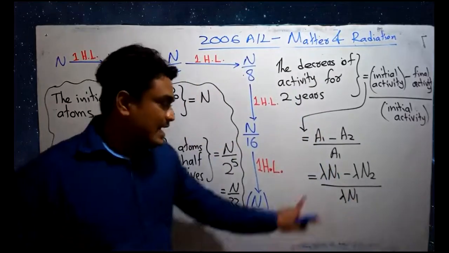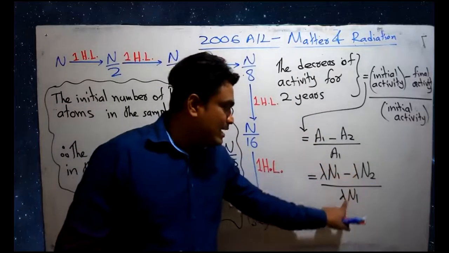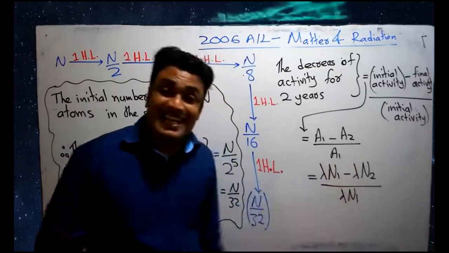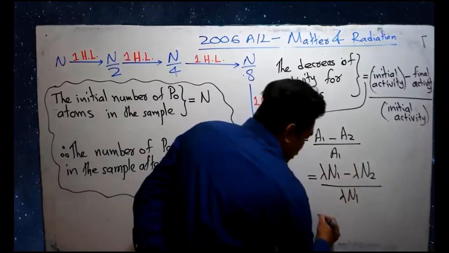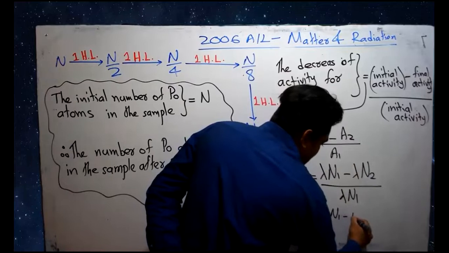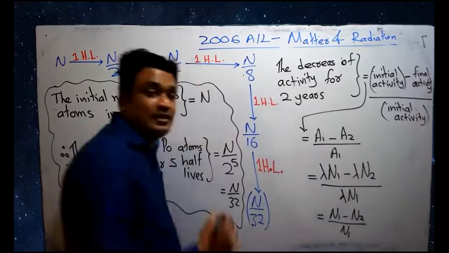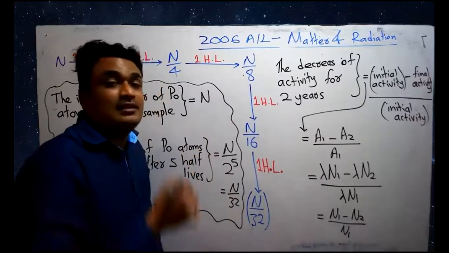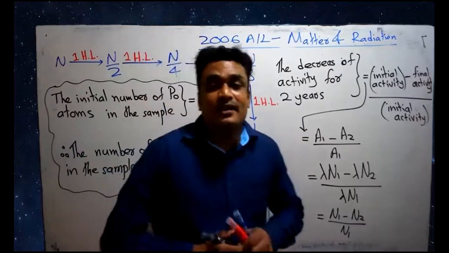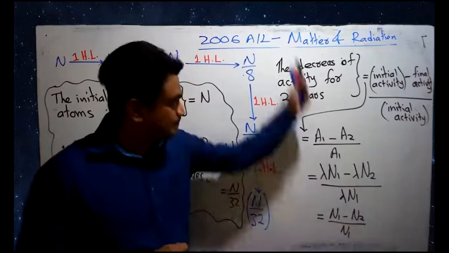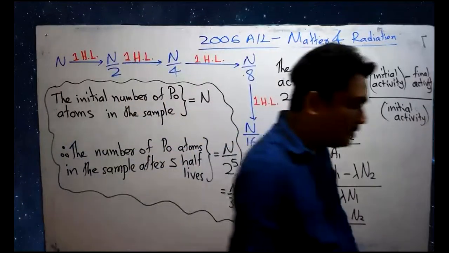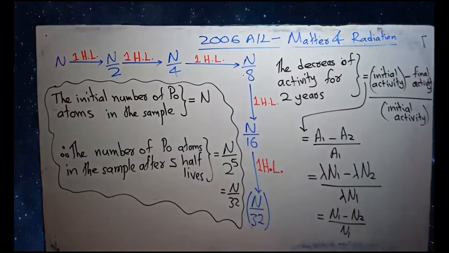Now you should understand that all the lambda terms are cancelled out. There will only be N terms: N1 minus N2 divided by N1. Can you do the rest and tell me the final answer? And this is the final question of this past paper. Complete and tell me the answer right here.